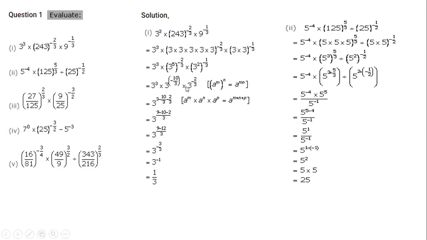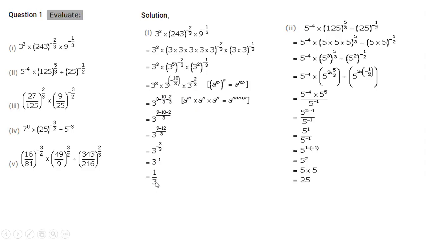Product is there, so we are going to apply the product law here, which states that if the bases are same and product is there, then we have to sum up the indices, the exponents. So this can be written as 3 power 3 minus 10 by 3 minus 2 by 3. Take the LCM, solve this, and we'll get 3 power minus 1. We have done that expression, negative exponent: x power minus n can be written as 1 by x power n. So 3 power minus 1 can be written as 1 by 3.